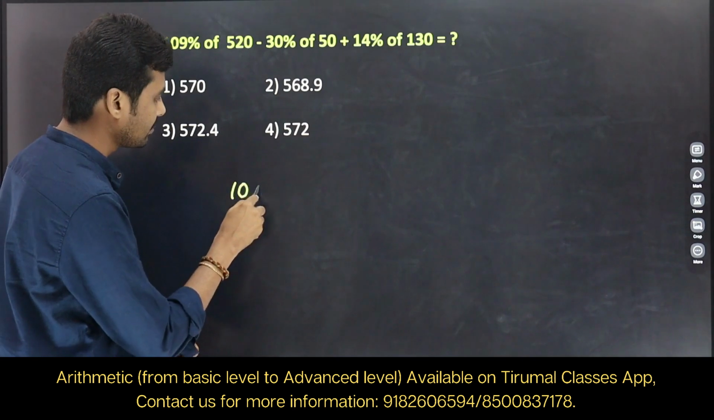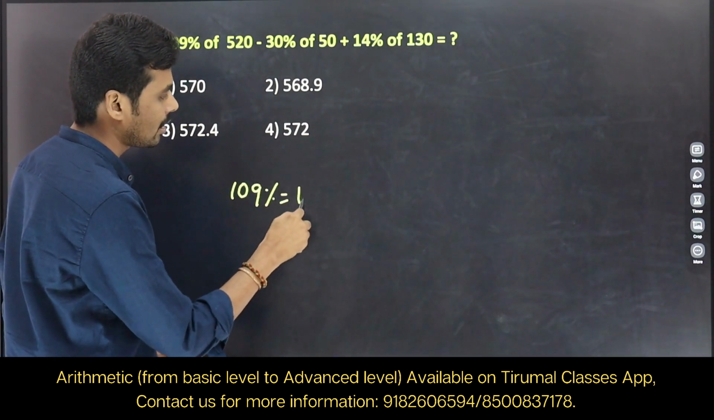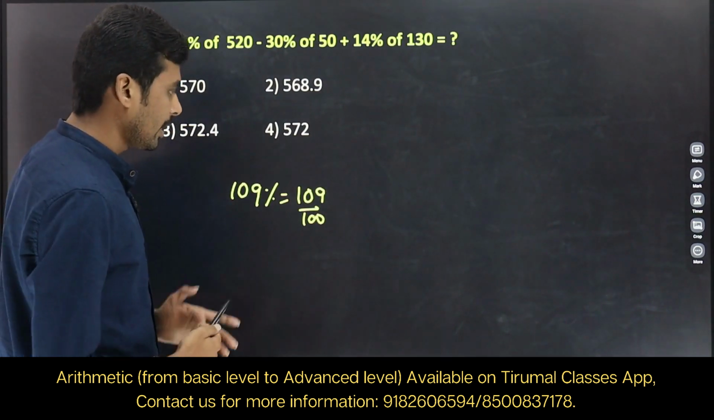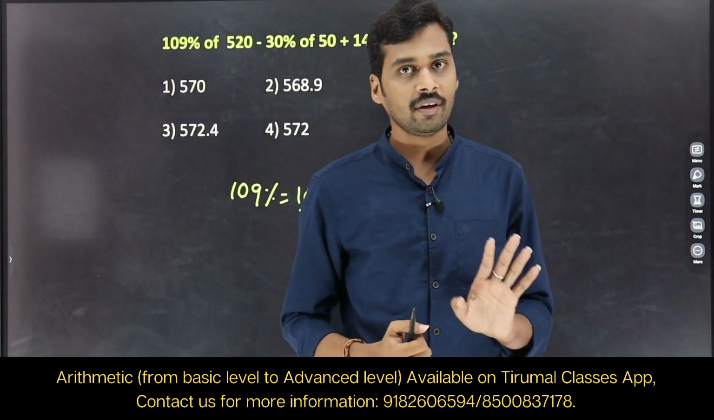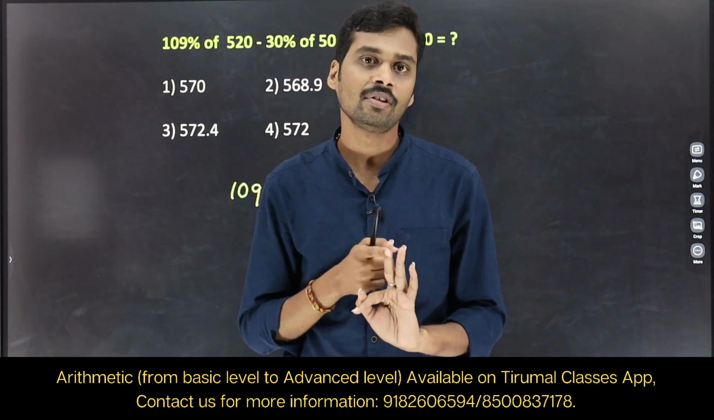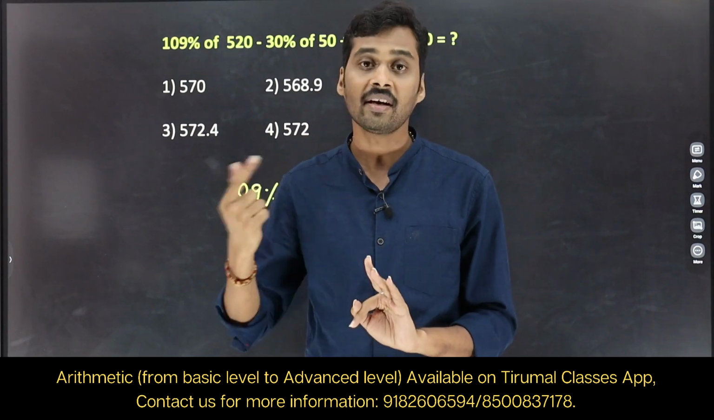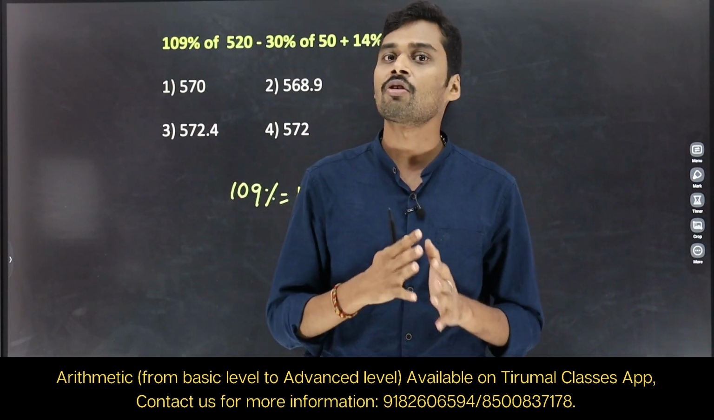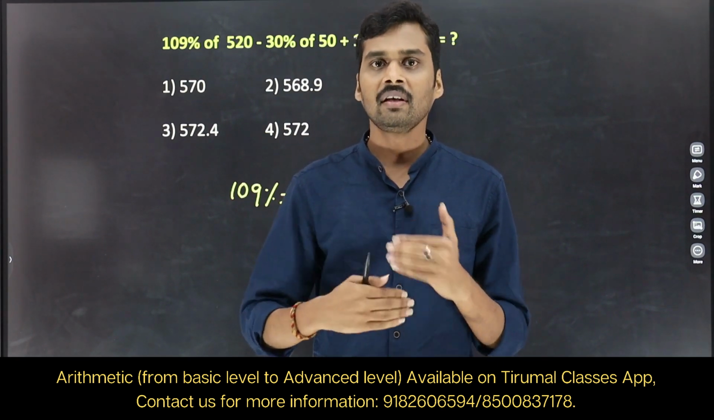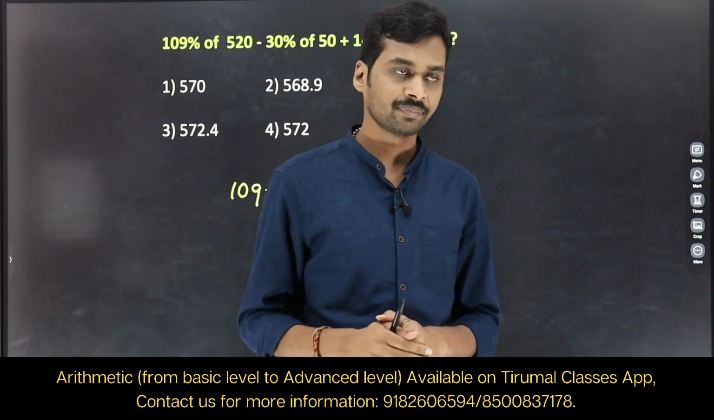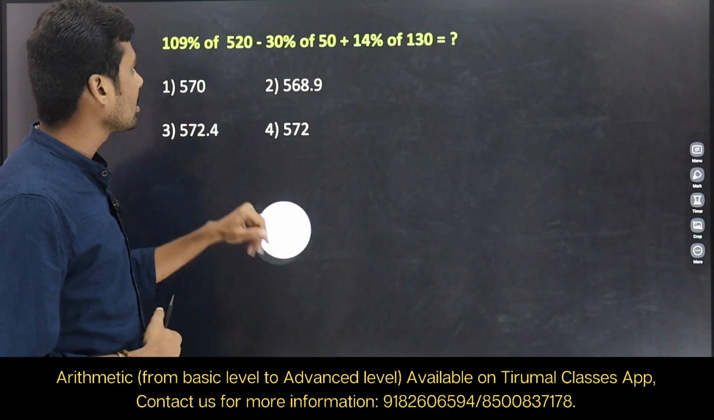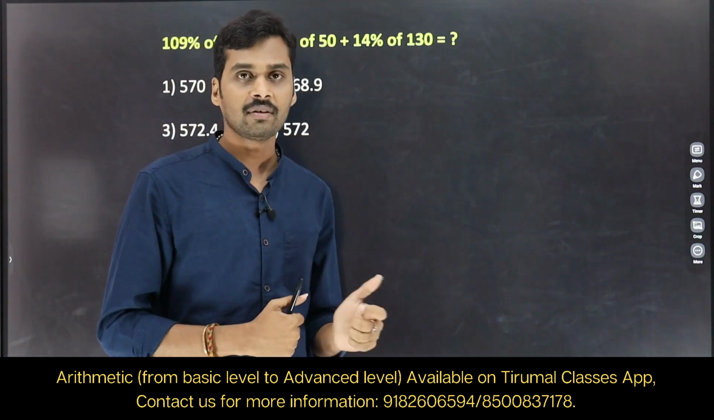Actually, 109% means what? 109% means 109 divided by 100. Anyway, we haven't learned anything related to division. As of now, the mathematical operations we have done are plus, minus, and multiplication. We haven't yet taught division. There is a little difference in division that we are going to see in the next session. So as of now, just remember that. You can understand the logic after I explain the division process.